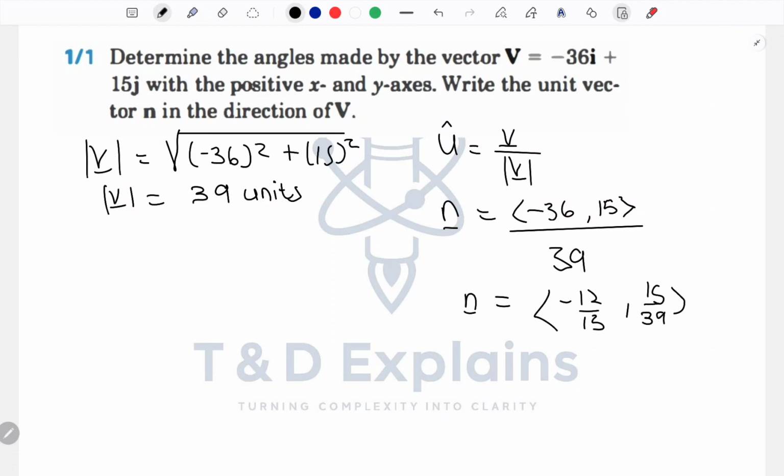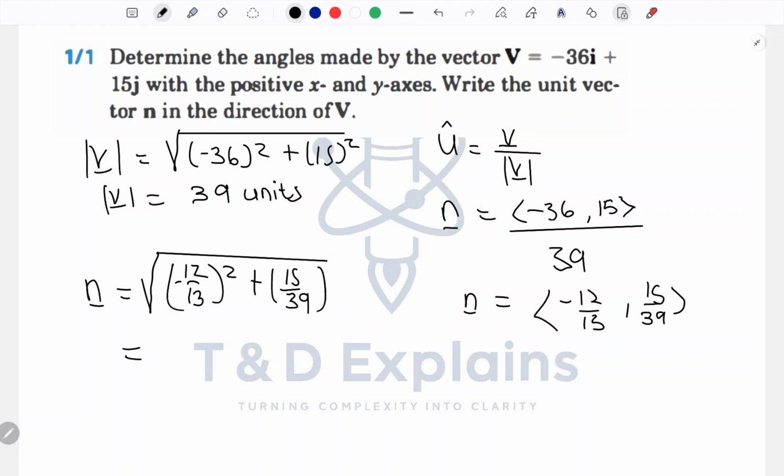Now to check, the magnitude of n is going to be the square root of negative 12 over 13 squared plus 15 over 39 squared. This should give me a magnitude of 1. And yes, the magnitude is 1. You can confirm with your calculator. We are now moving on to the next question.